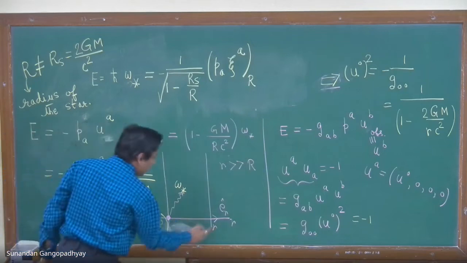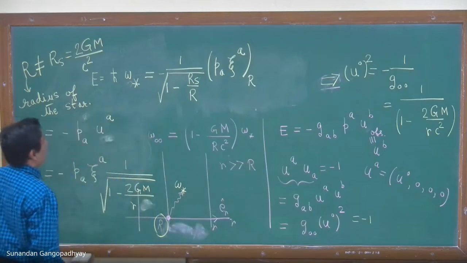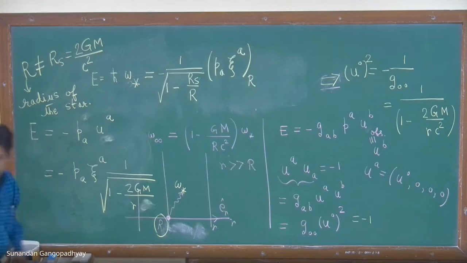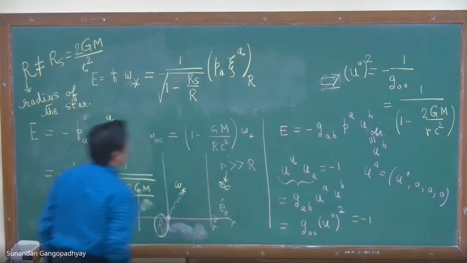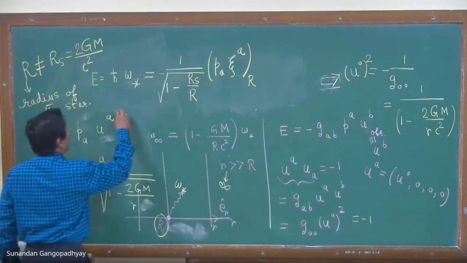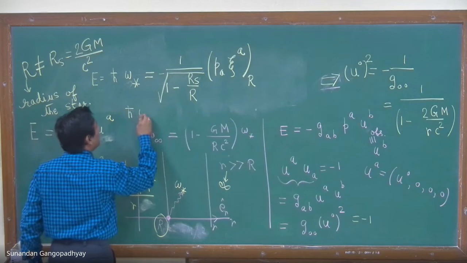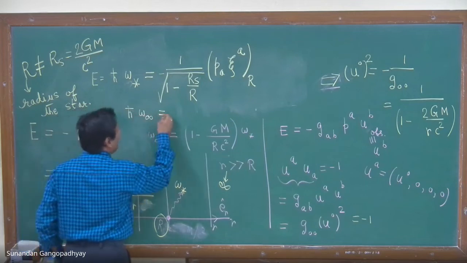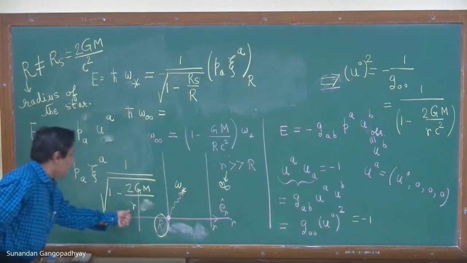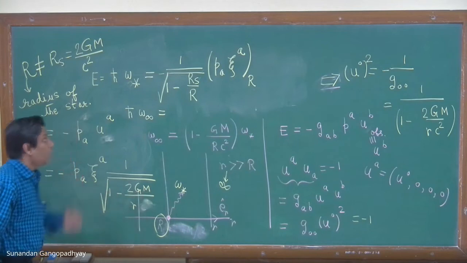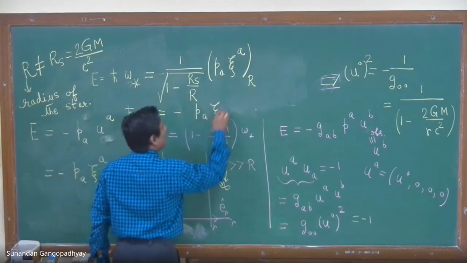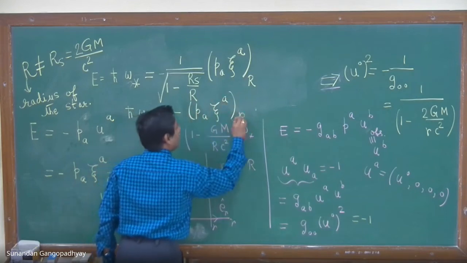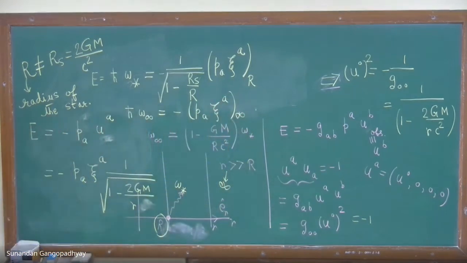And when you receive it at infinity, because you want to take this limit ultimately to infinity, there we have h bar omega infinity. For r going to infinity, this is 0, so this factor is 1. So what we shall have is minus P_A psi^A at infinity. Clear?